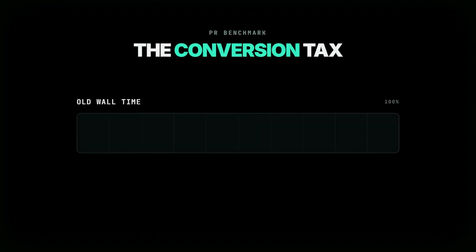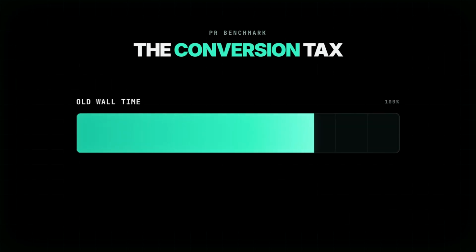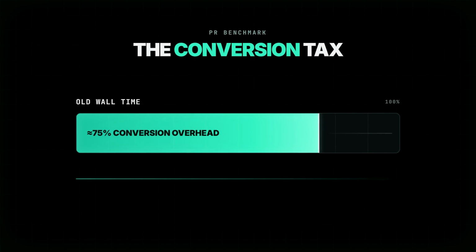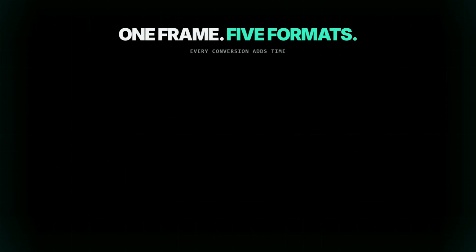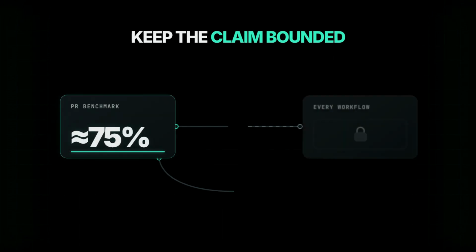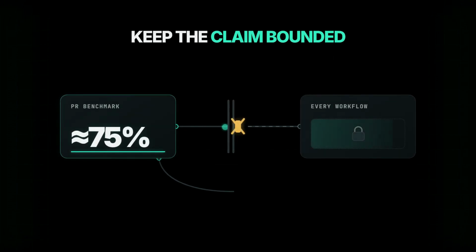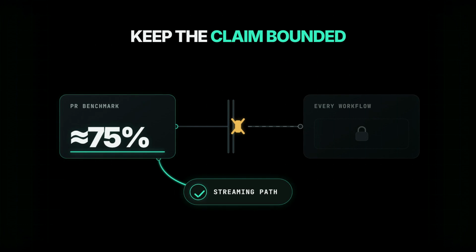Memory was not the only cost. In the pull request's load video to save video benchmark, roughly 75% of old wall time was attributed to conversion overhead. The reported chain was YUV to float RGB into torch tensors, back to RGB, then back to YUV. That conversion ping-pong powered both the memory and speed problem. Treat that 75% as the pull request's benchmark observation, not a promise for every machine or workflow. The reliable architectural claim is the streaming memory behavior.